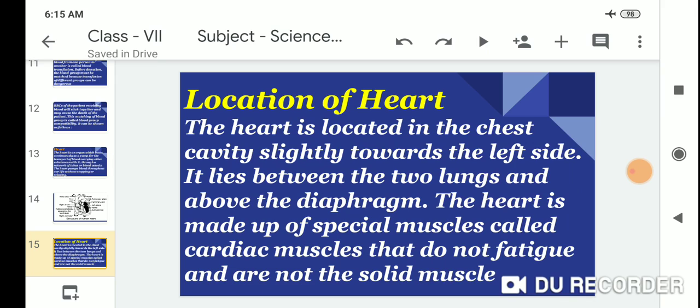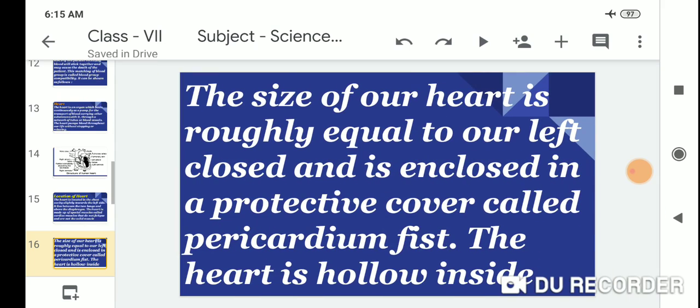Location of the heart: the heart is located in the chest cavity, slightly toward the left side. It is between the two lungs and above the diaphragm. The heart is made up of special muscles called cardiac muscles. The size of our heart is roughly equal to our closed fist and is enclosed in a protective cover called the pericardium. The heart is hollow inside.